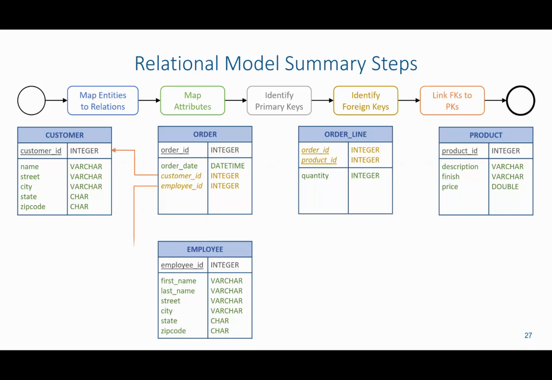Then we're going to link those foreign keys back to the parent table. So customer ID in order links back to customer ID and customer. Employee ID in order links back to employee ID and employee. Order ID in order line links back to order ID and order. Product ID in order line links back to product ID and product.